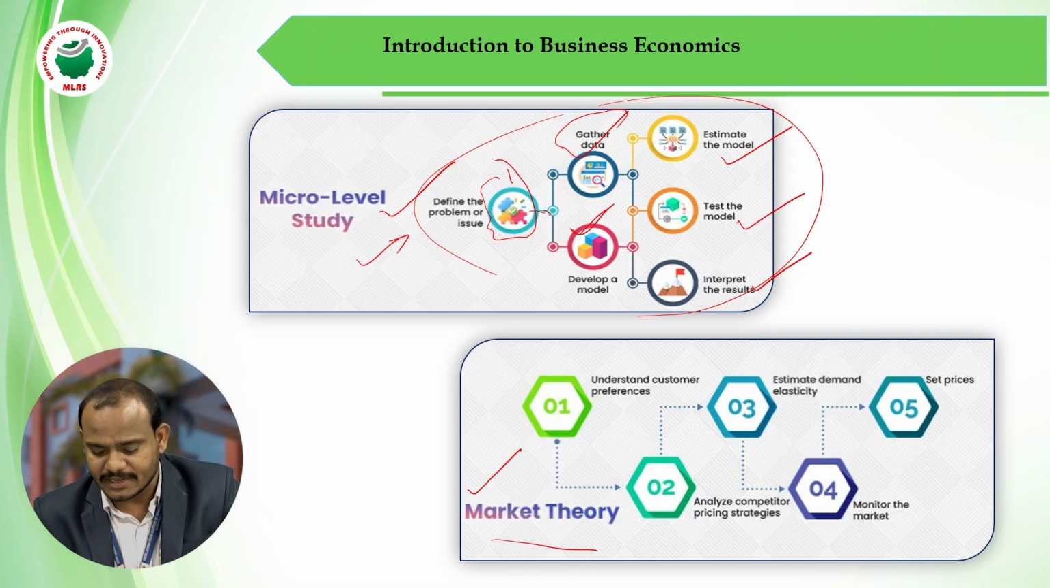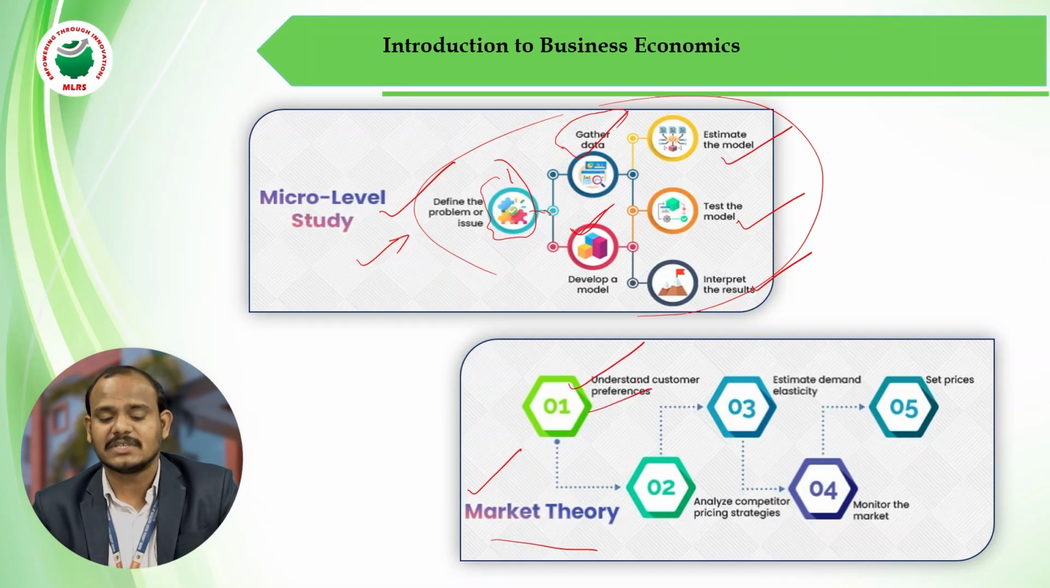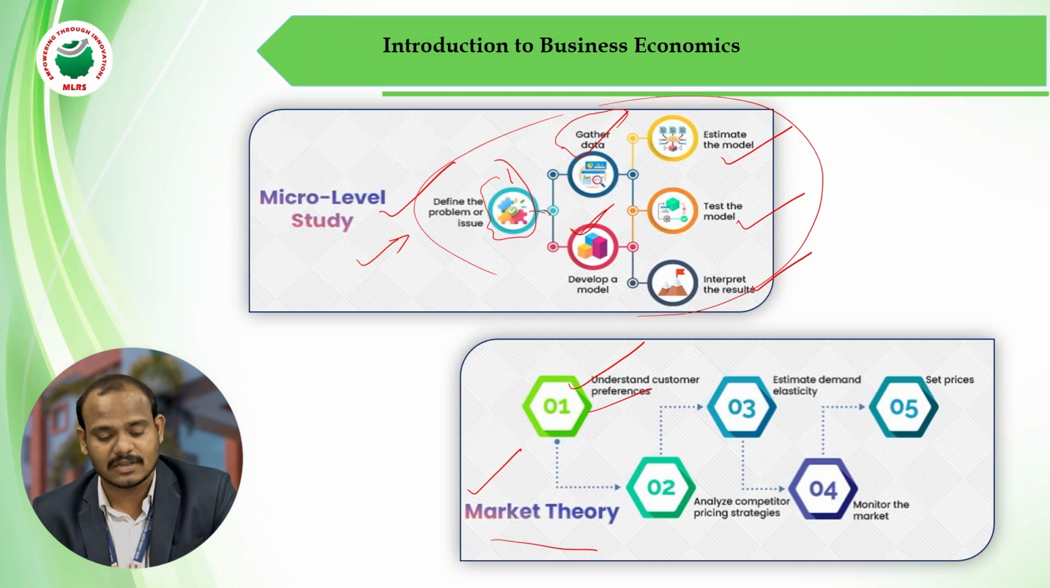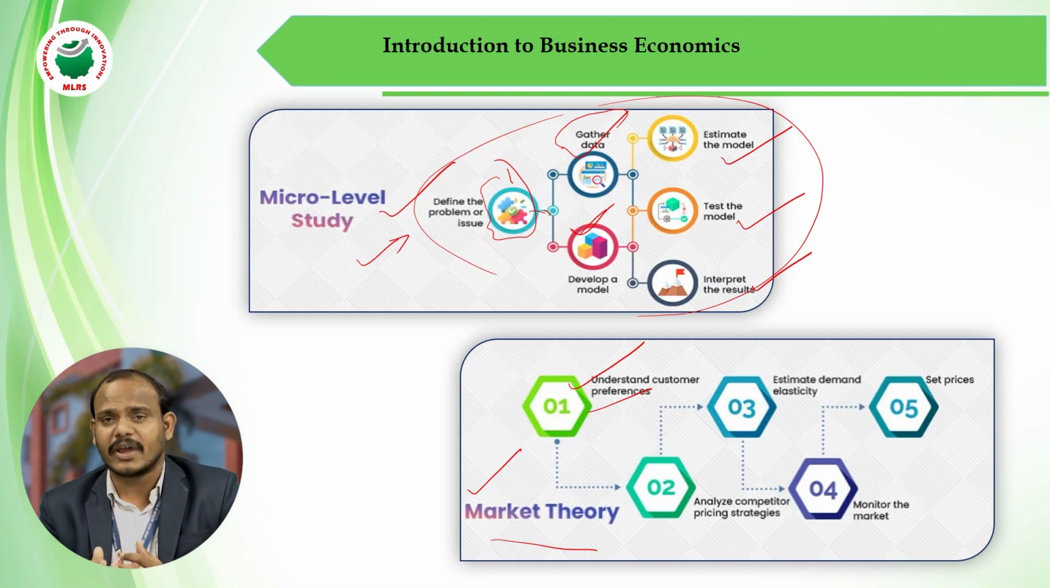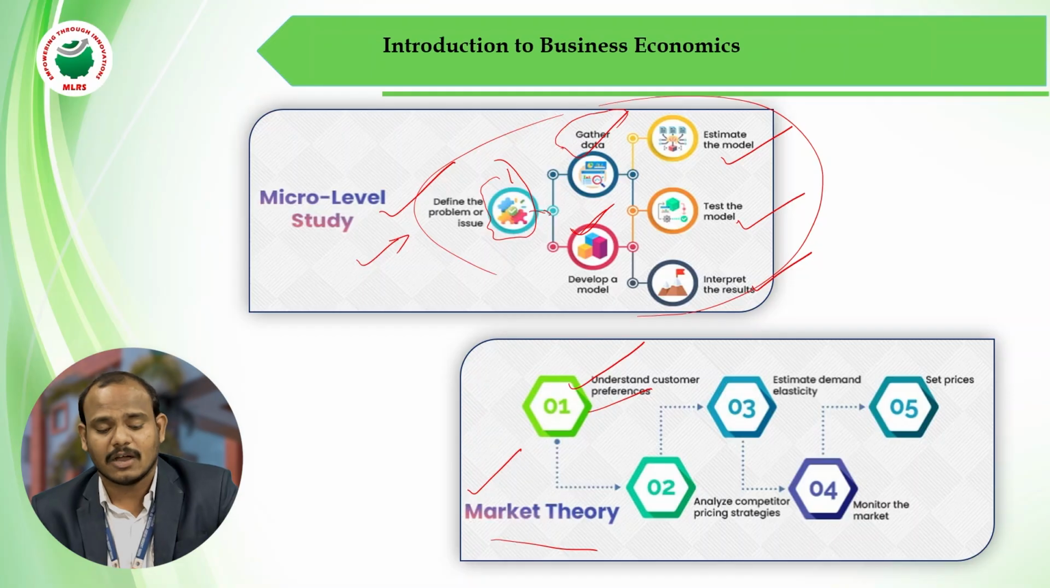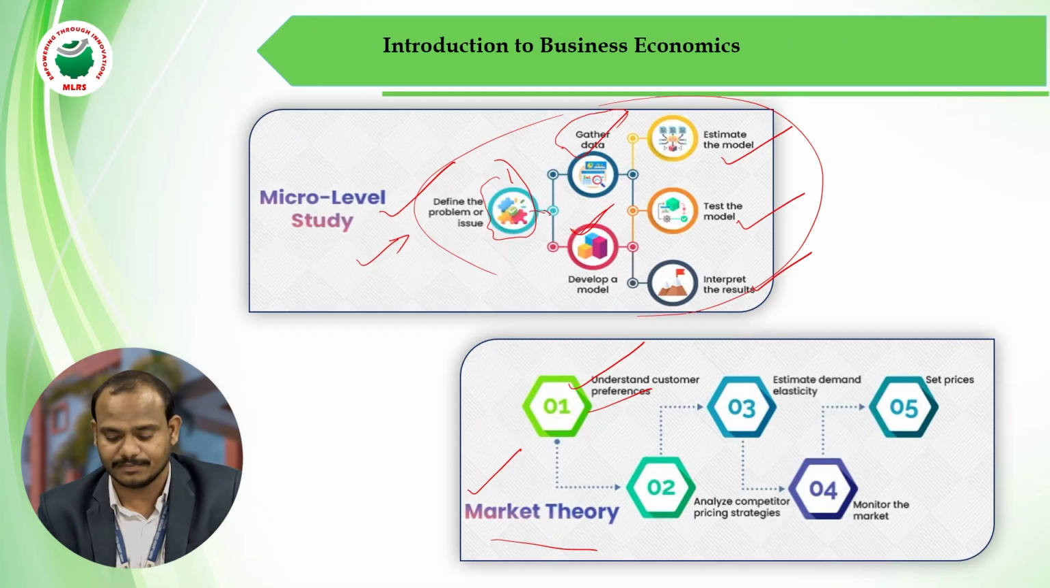Let's break down this market theory. We start with understanding customer preferences. A business must know what customers truly want, their needs, their tastes, and the problems they're trying to solve. Without understanding this, any strategy we build later will break. So we collect data, conduct surveys, and observe customer behavior.